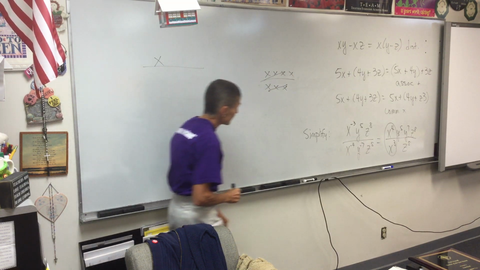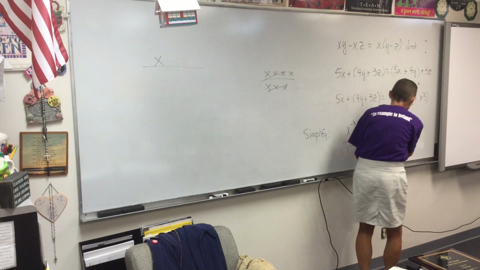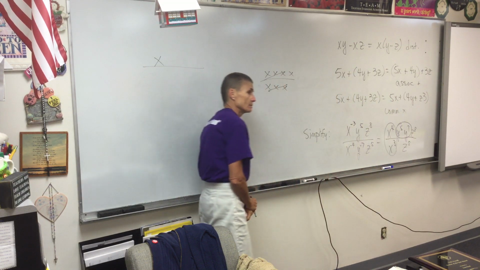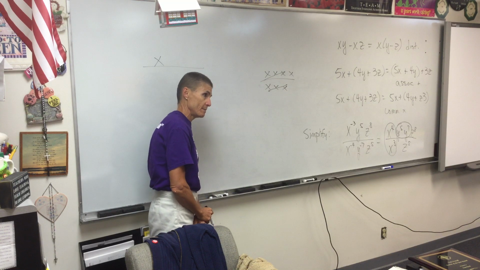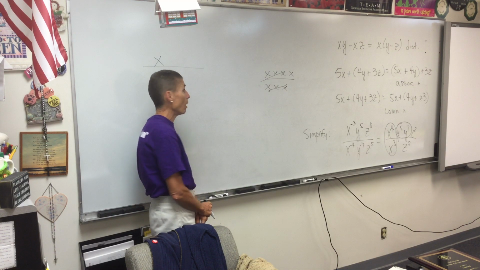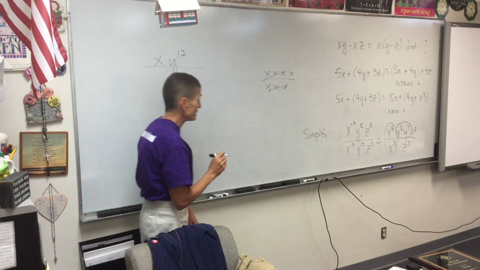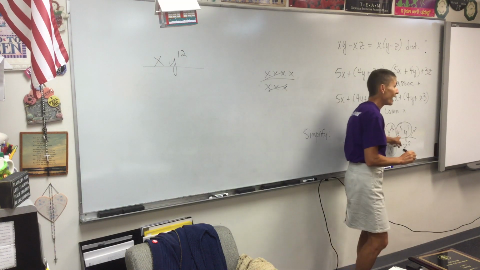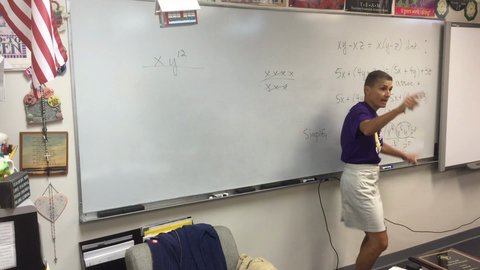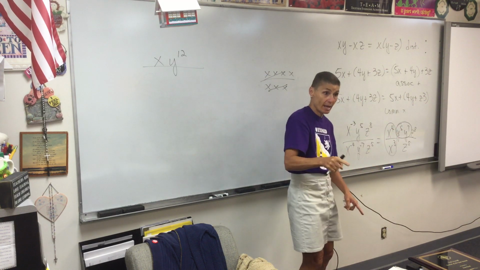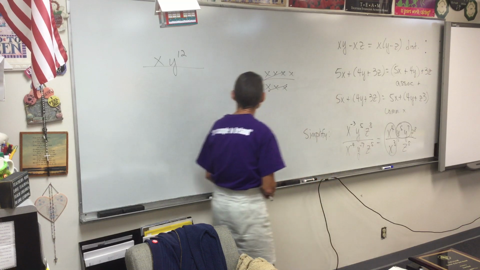Beautiful. Now look at your y's. They're side by side. So what's that going to be? Y to the 12th. Think about it: you have five y's and seven y's. All together, then, you have 12 y's.